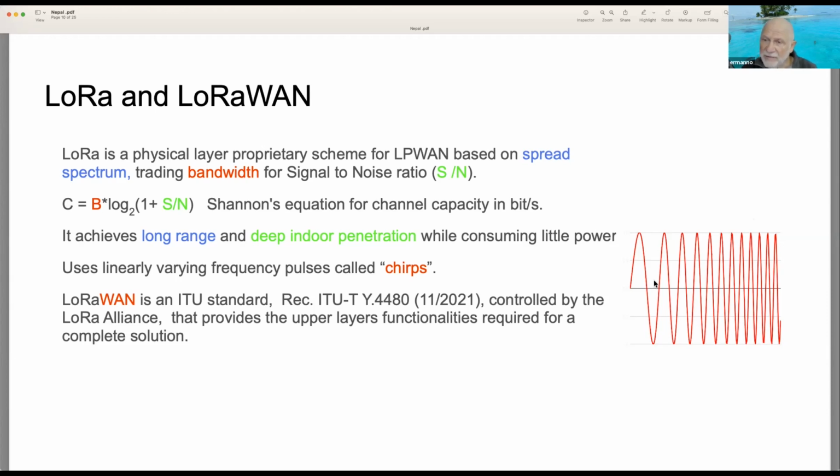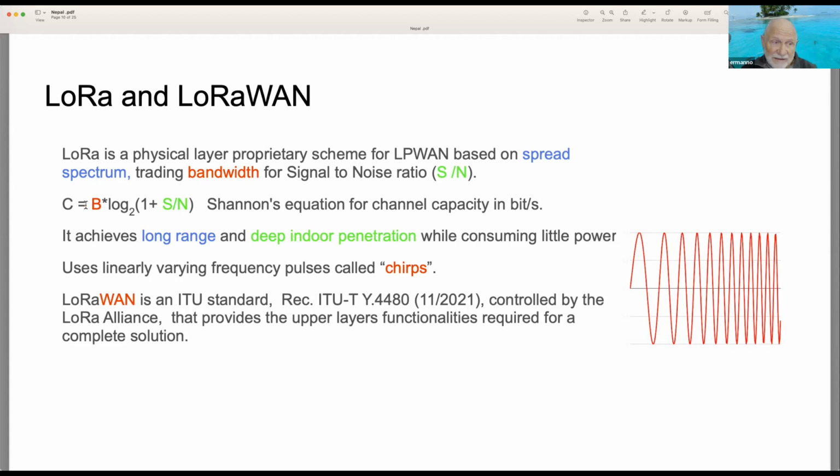And this is what makes LoRa particularly attractive for IoT applications, because using a spectrum of, say, 125 kilohertz, you can send very few bits per second, well, few depending on, you will see how many in this next slide, but the idea is that you can trade throughput for distance.